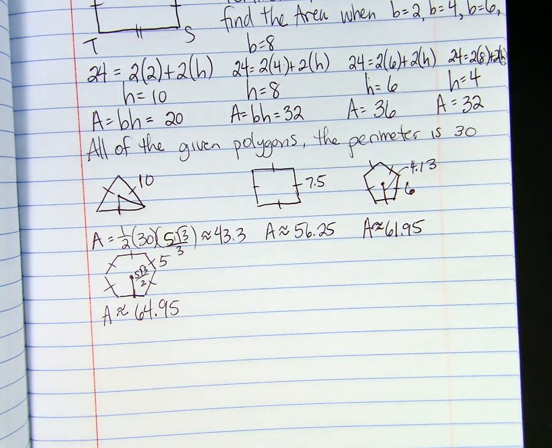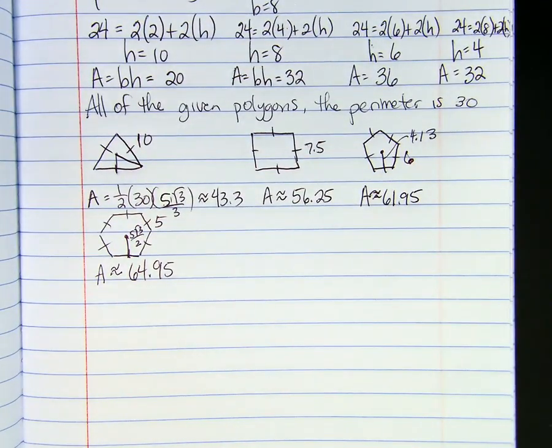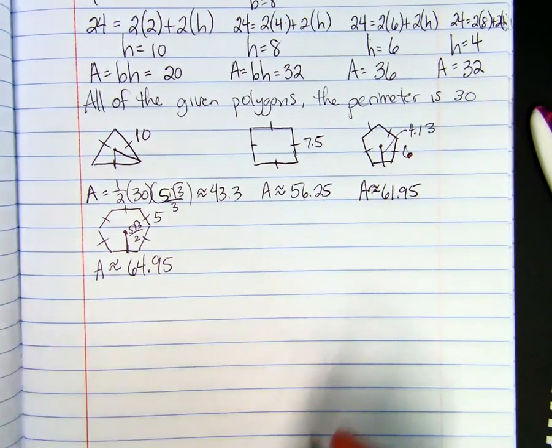So the regular polygons have the greatest area with the given perimeter, and the more sides that we have gives you more area. So the more sides we have, what figure are we getting close to? A circle. So a circle would actually have the maximum area with the given perimeter.